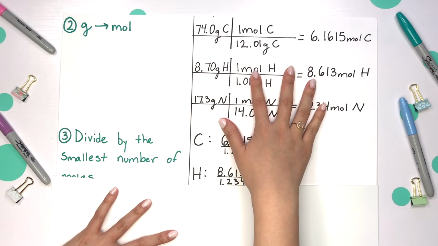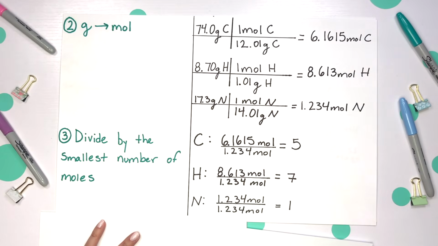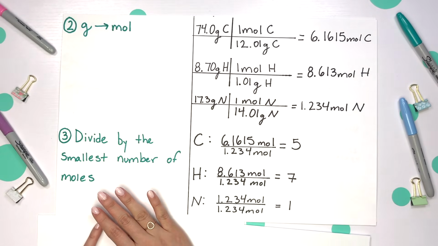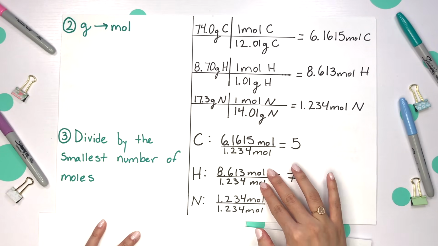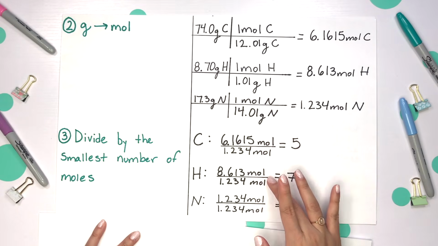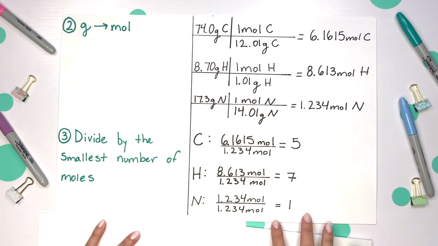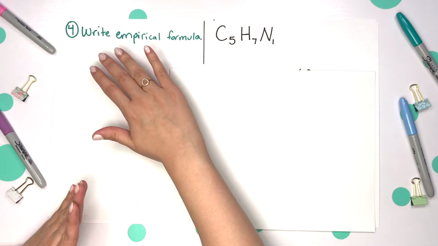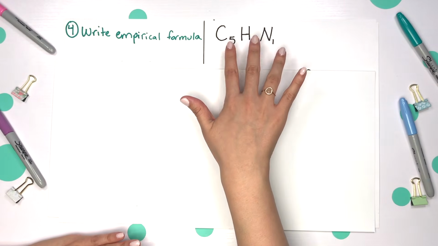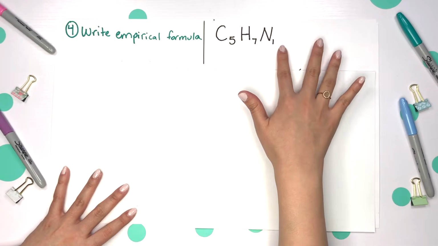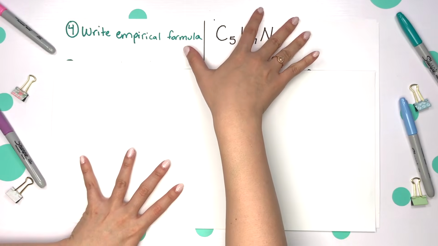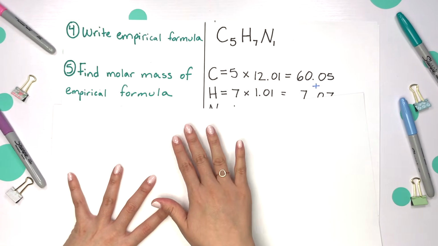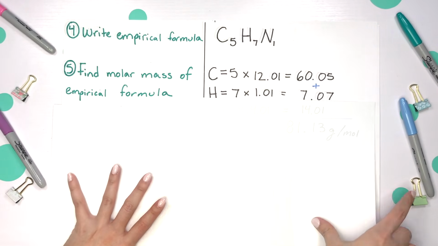The next step is to then divide by the smallest number of moles, which in our case will be the nitrogen. Divide each one of these values, and your moles would cancel, and we're left with the new subscripts of our empirical formula. Now we have our empirical formula. Those subscripts that we found in the previous step are as shown, and now it's on to figure out our molecular formula. So the next step is to figure out the molar mass of this empirical formula.